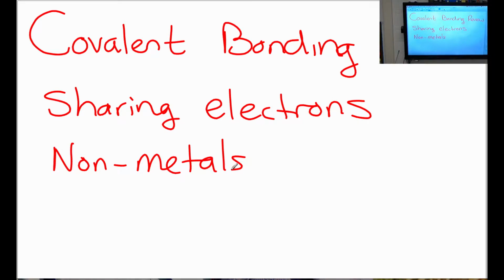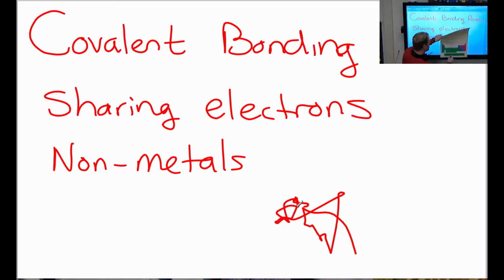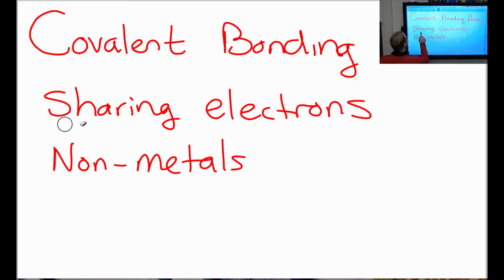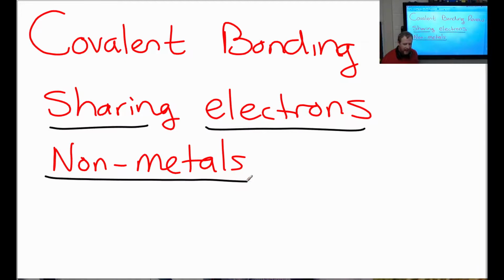And if you see on this poster, the nonmetals are just this pink portion right here. So these are very important ideas when it comes to covalent bonding: there's the sharing of electrons, and they are mostly nonmetals. The example I'm going to give you this morning is H2O. I want to show you how this molecule bonds.